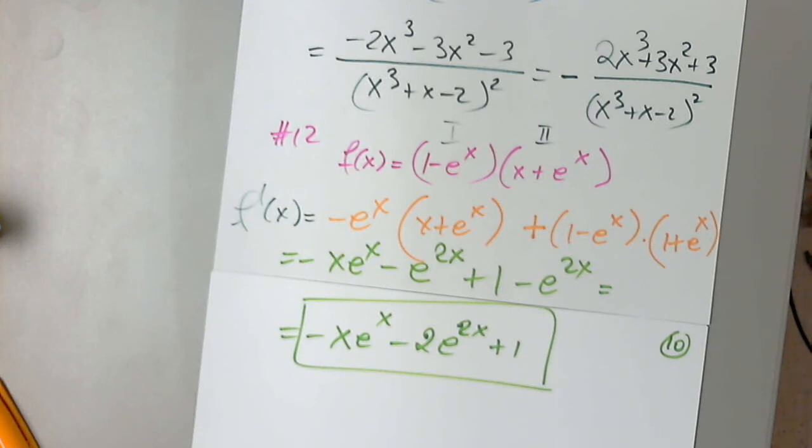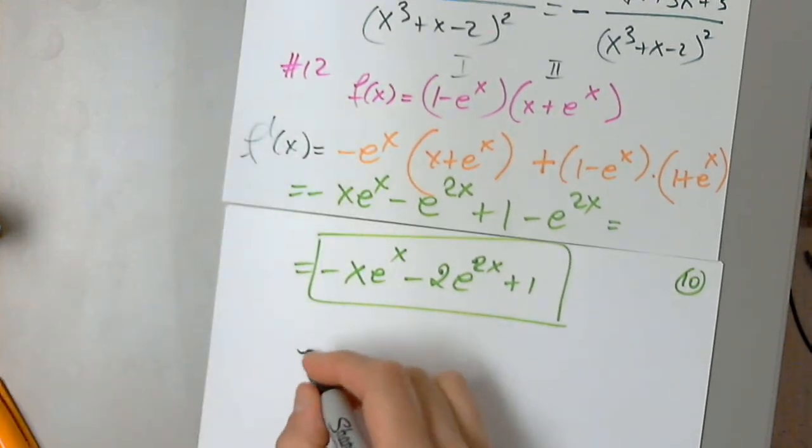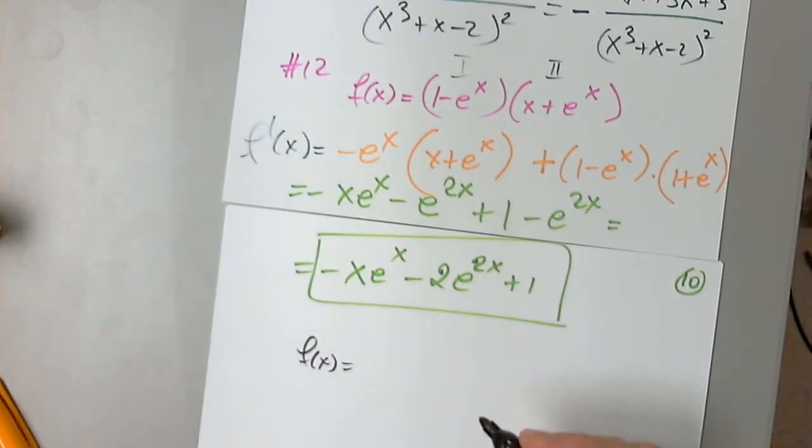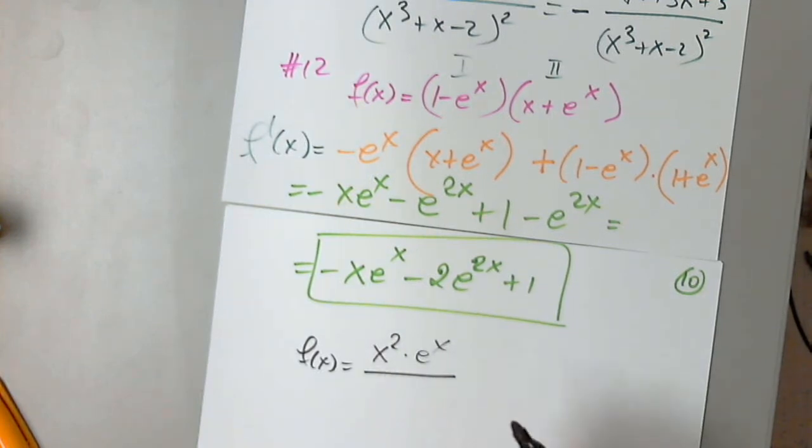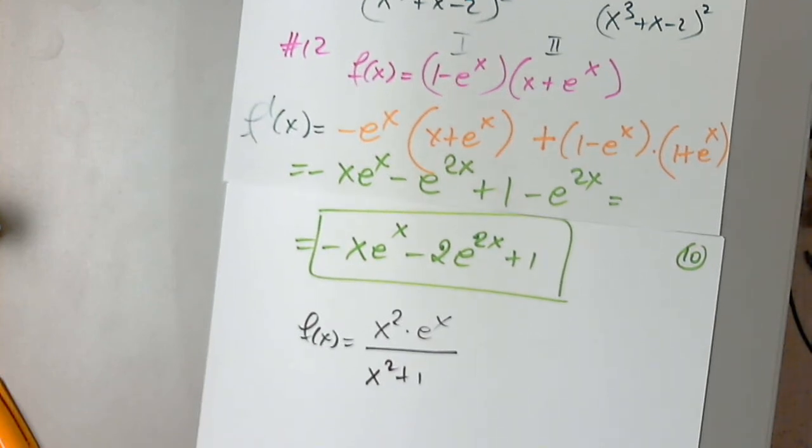Please, Eddie. Does it make a difference if you add a product and a quotient? Absolutely. Very good question. So can you think of a problem? A function? Let's say x squared times e to the x divided by x squared plus 1. Would that work? Perfect question.